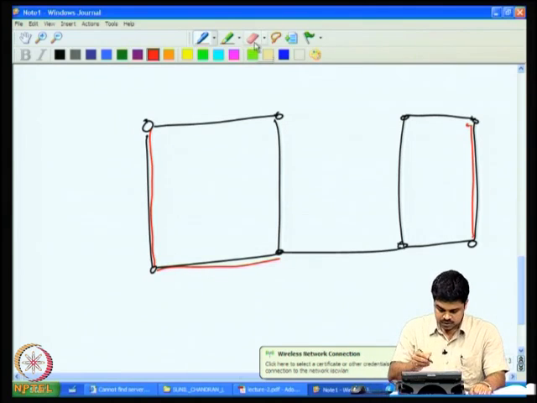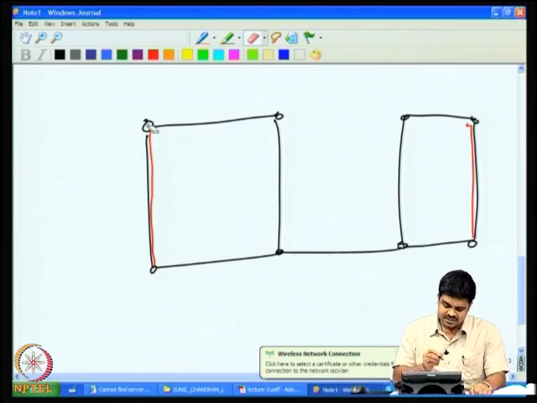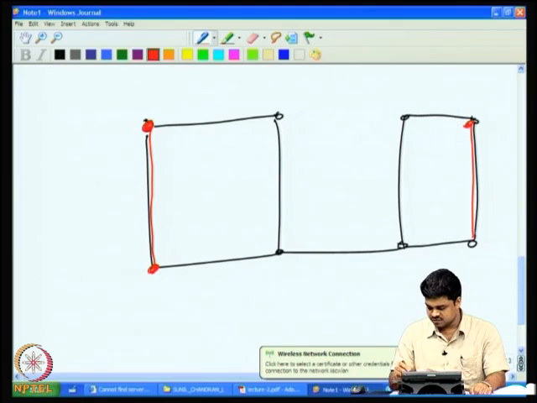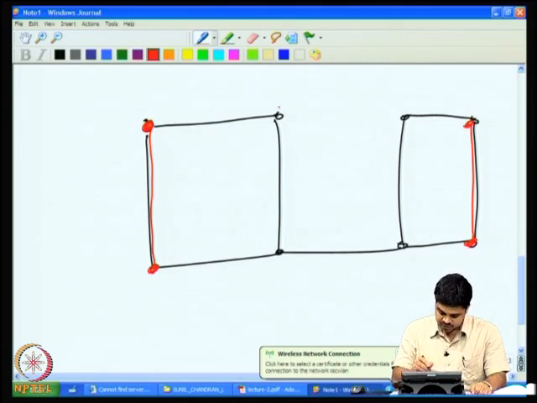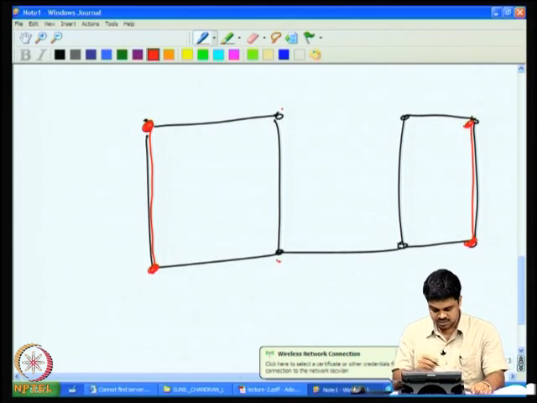Now, given a matching, say this is a matching, the vertices which are touched by those edges, that means incident on those edges, are called the matched vertices with respect to that matching. And those vertices like this, for instance, which are not touched by or incident on these two edges, are called the unmatched vertices.